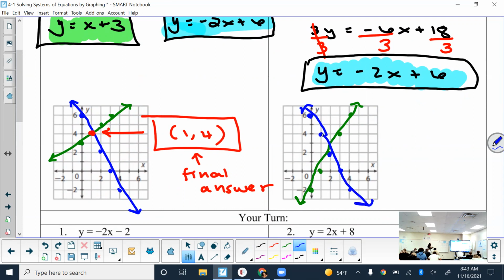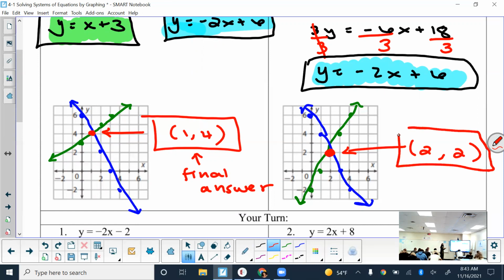And what is my solution? Where did they actually cross? Good, right here. I'll make it nice and big so you can not see that my lines are crooked. But (-2, 2) is my final answer.